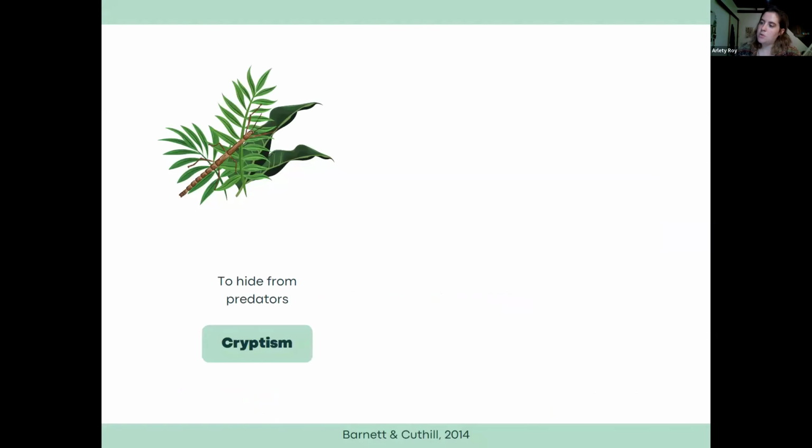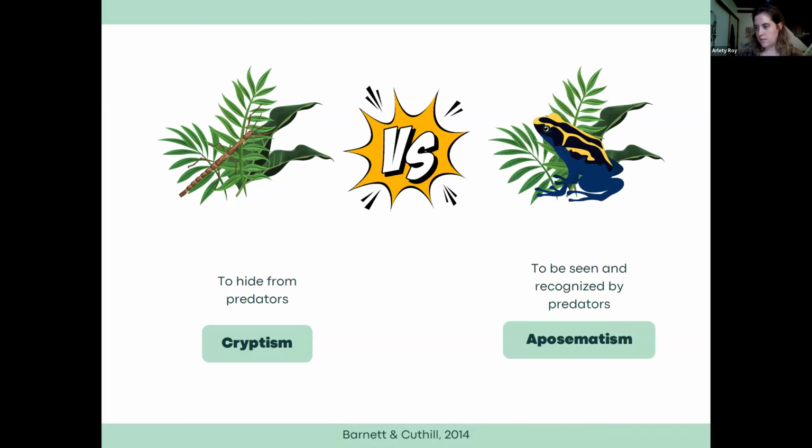So in nature, organisms use a variety of defense strategies against predators. At first glance, two categories seem to stand out. On the one hand, those who seek to hide from predators, represented by cryptic strategies like background matching. And on the other hand, those who seek to be seen and recognized by predators, with the very well-known example of aposematism, which is the association of a toxicity and an honest warning signal, like a particular color pattern.